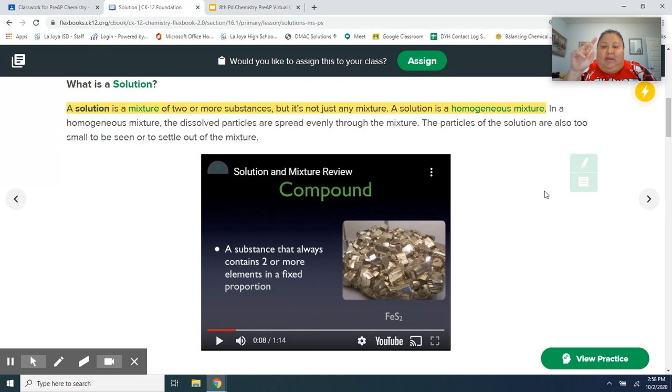It doesn't matter if I get my sample from the top, the bottom, left, or right. The proportion, meaning how many I have of each element, will always be one iron and two sulfurs. So that's just a real quick review. And if I change the formula, then it's a different substance altogether.